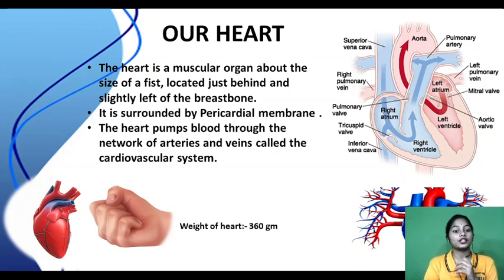And it is surrounded by the pericardial membrane. It means it has a covering to protect it from outer jerks. So it has a membrane which is called the pericardial membrane, right? And the heart pumps blood through the network of arteries. You can see in this diagram, it has certain networks like veins, capillaries and arteries through which the heart pumps the blood throughout the cardiovascular system. Cardio means heart, vascular means all those networks, all those channels. So the network of veins and arteries together with the heart make the cardiovascular system.